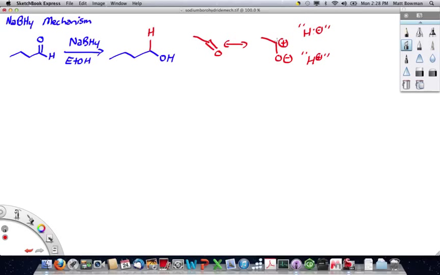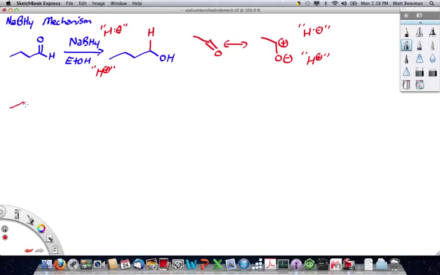The way the mechanism works is the sodium borohydride is the source of the hydride, and ethanol is the source of the proton. And sodium borohydride is not a particularly strong base, and so it can be used in the presence of a proton source at the same time.